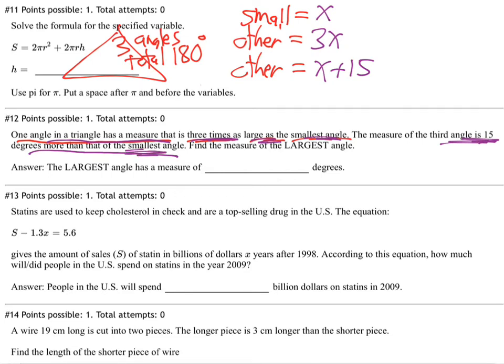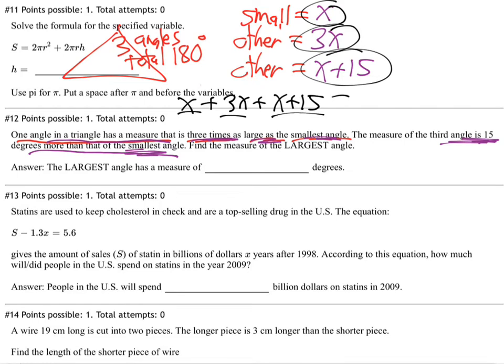Okay, I got that. What am I going to do with this formula and that formula? You add them all together. Add those 3 up and make them equal to 180. Exactly. So x plus 3x plus x plus 15. Those are the 3 formulas. They have to add up to 180, because the 3 angles in a triangle always total 180 degrees. So now we'll gather like terms and solve just like normal.